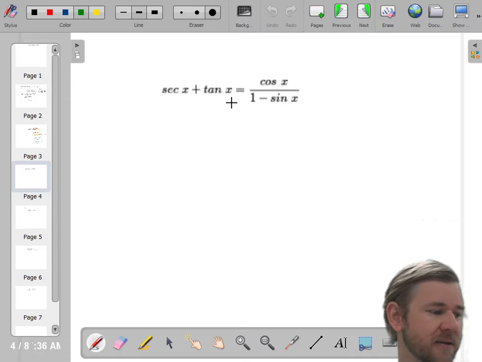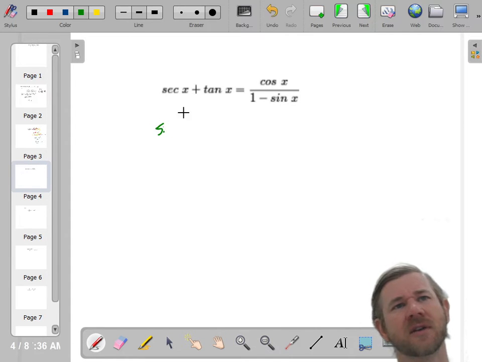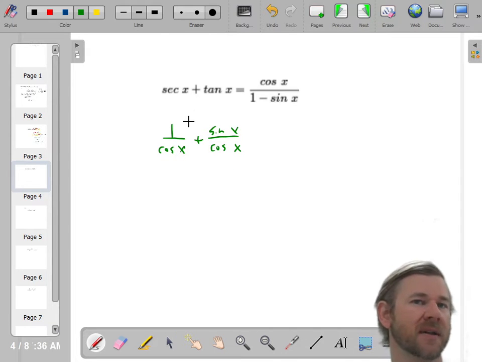Let's see, another conjugate problem. 1 over cosine, sine. I don't know if we need to. Let's try and do this in terms of sine and cosine first. So secant is 1 over cosine, and I don't know if this is going to work, but I have a pretty good feeling about it. No, that's not going to work.